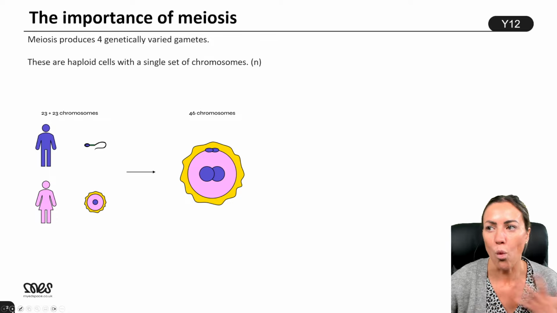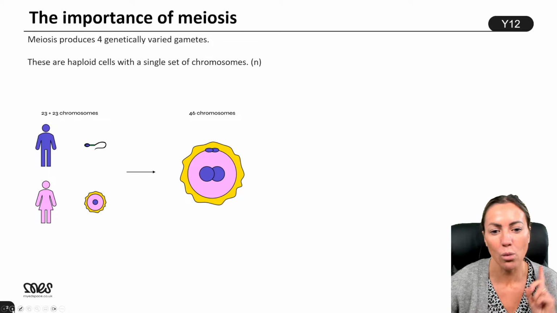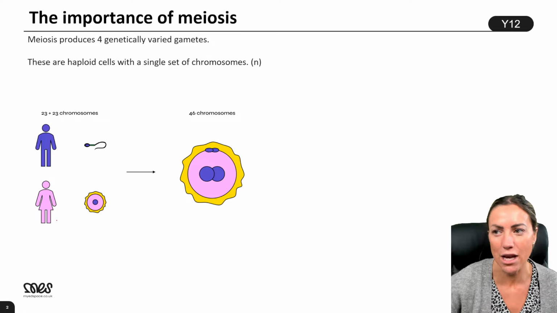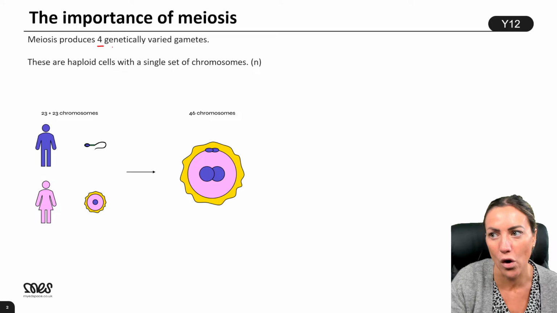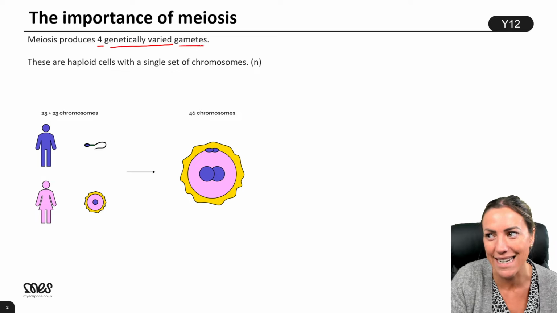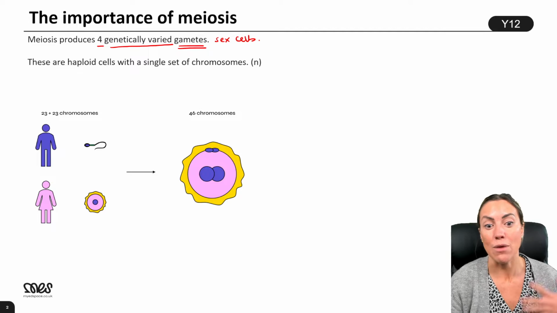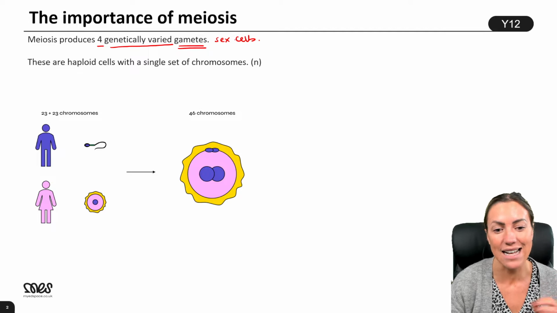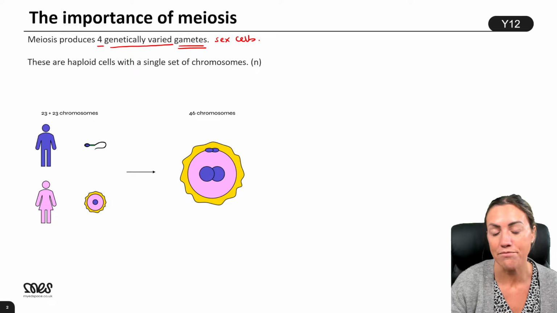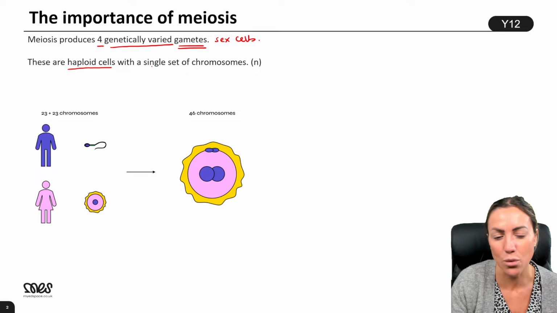First of all, why is meiosis important? Well, we should already know from GCSE that meiosis produces 4 genetically different gametes or sex cells. So obviously we're thinking of sperm cells and egg cells. They will all be genetically different, so offspring produced will be genetically unique. They are haploid cells, which means they have a single set of chromosomes represented by N.